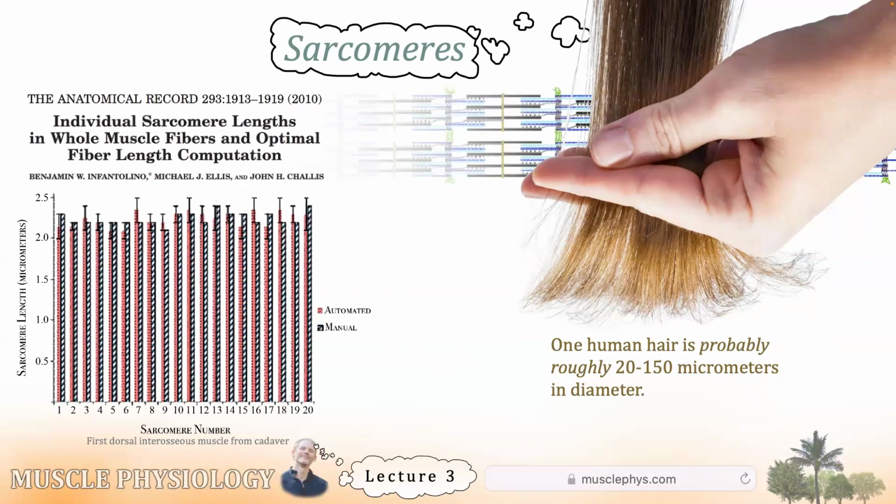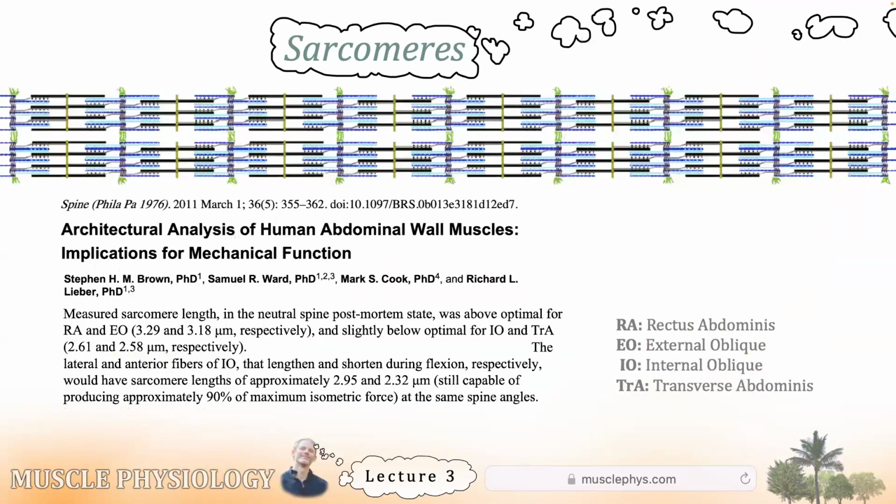But for the sarcomeres, the length in this study, looking at the first dorsal interosseous, it was between 2 and 2.5 micrometers for the most part. Measure enough of them, and you'll see some exceptions. In this study, the authors were looking at some different muscles, the abs, external and internal obliques, transverse abdominis, and they were measuring sarcomere length to be in the mid to low twos and some in the low threes.